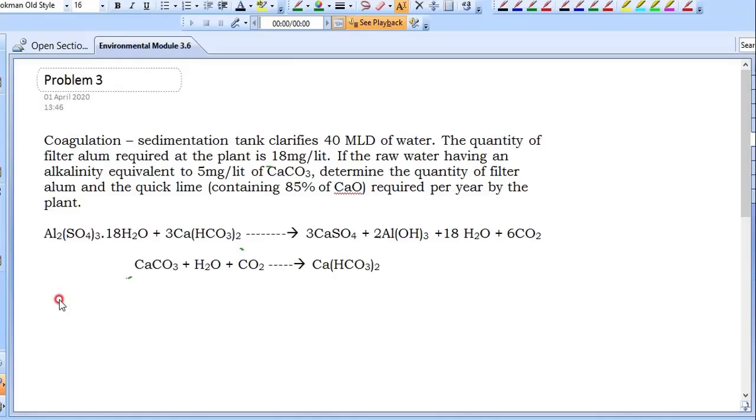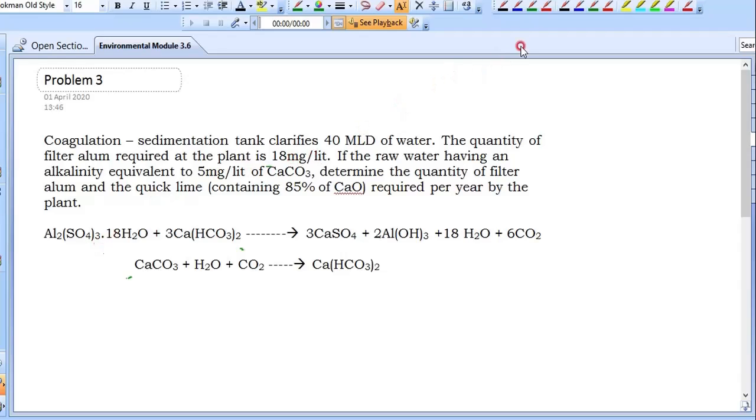Problem: A coagulation sedimentation tank clarifies 40 MLD of water. The quantity of filter alum required at the plant is 18 mg per liter. If the raw water has an alkalinity equivalent to 5 mg per liter of CaCO3, determine the quantity of filter alum and the quicklime containing 85% of CaO required per year by the plant. Very interesting problem.